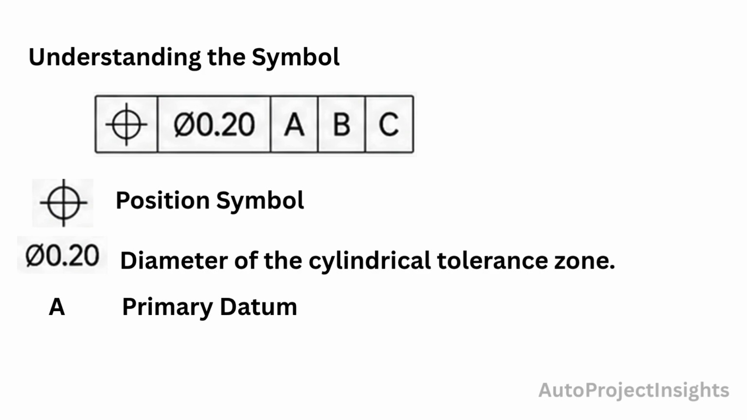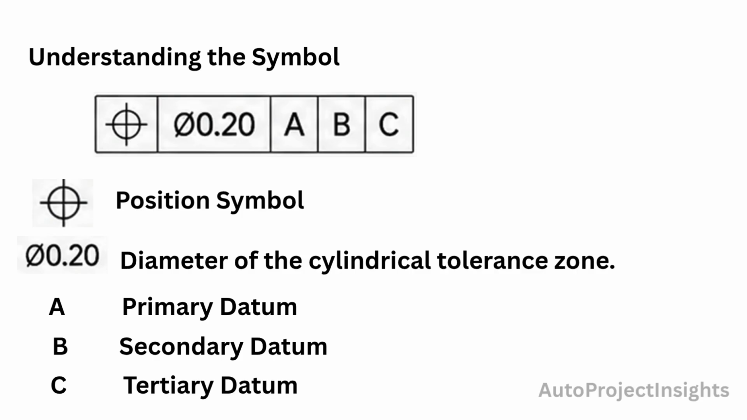The third box is datum A. This is our primary reference surface. All measurements start from datum A. The fourth box is datum B. This is the secondary reference. It helps locate the part in the second direction. The fifth box is datum C. This is the tertiary reference. It fixes the final position of the part. So, the complete meaning of this feature control frame is: the center of the hole must stay within a diameter 0.20 mm cylindrical tolerance zone when measured from datums A, B, and C.